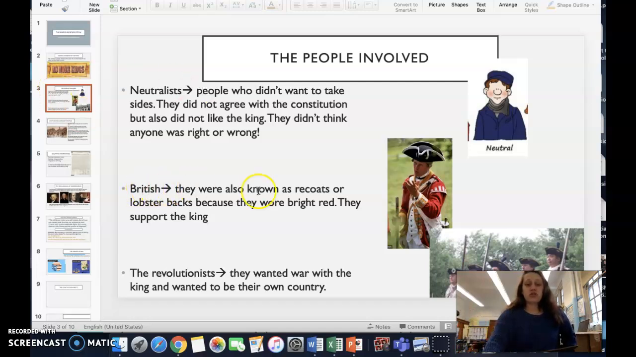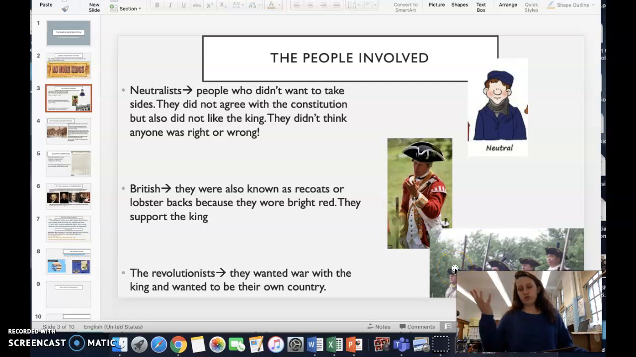Then there's the British. They were known as redcoats and lobsterbacks. If you think of a lobster, they're usually red. If you think of the word redcoat, you can see why they were called that. A redcoat is somebody wearing a red coat. The British made all of their soldiers wear these bright red uniforms, so you always knew who you were talking to. You looked at a red coat and you said, you are a British soldier. That's it. And finally, the revolutionists.